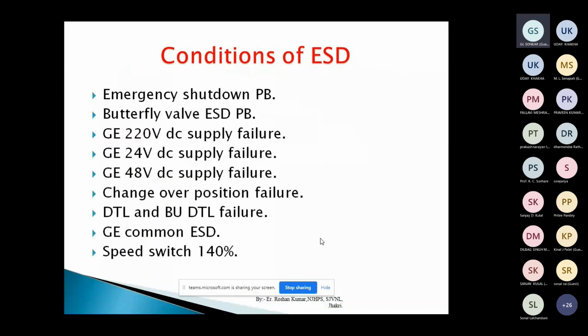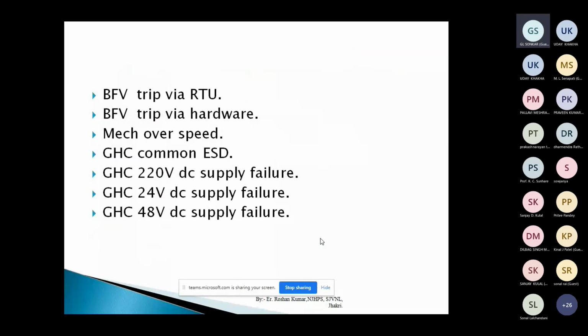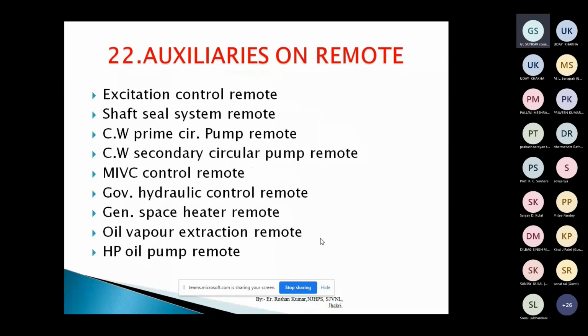These are the governor, DTL, BDTL. These are the control calls. Overspeed switch is 140%. Then emergency push button, and BAP, then governor hydraulic command, then 220 V DC supply failure, and then 24 V DC supply, 48 volt DC supply failure. Okay. Then auxiliaries in remote.